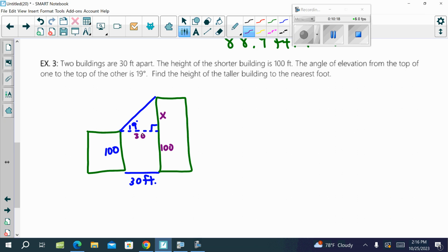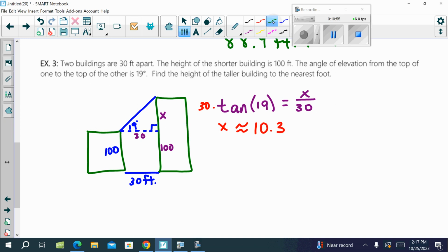All right, so what trig ratio are we going to use for that right triangle? Tangent again, good. Told you tangent's probably the most common. So tangent 19 equals, what's our ratio? X over 30. So then times by 30, x is approximately what? 10.3. Anybody else get 10.3? Can I get a verification or no? Yes? Okay. 10.3. What are we going to have to do with that 10.3? Add 100.